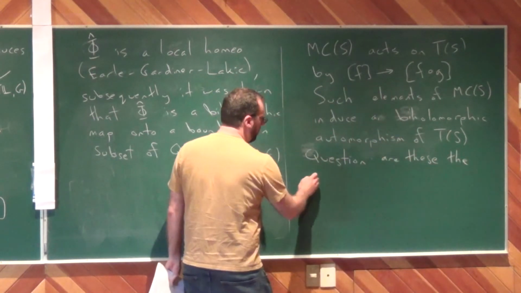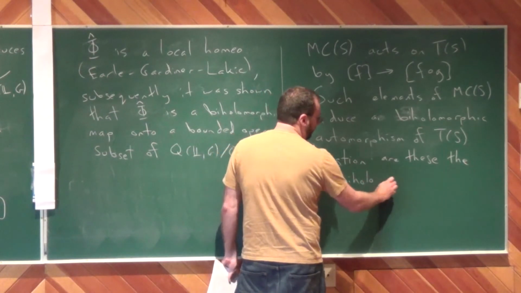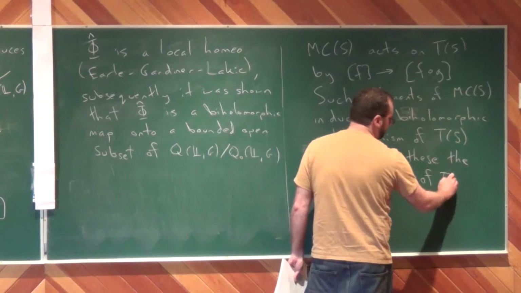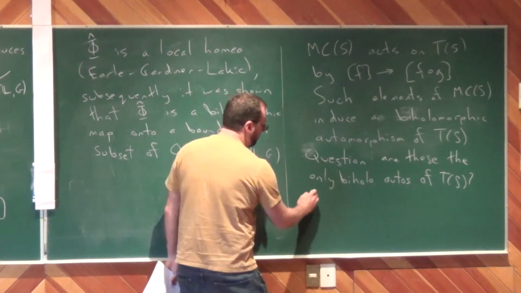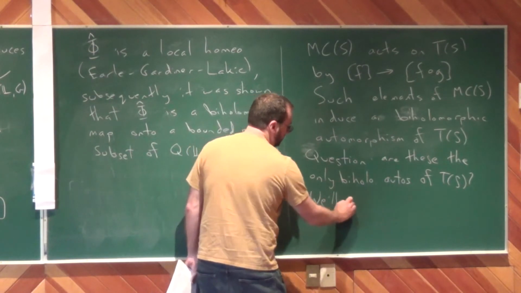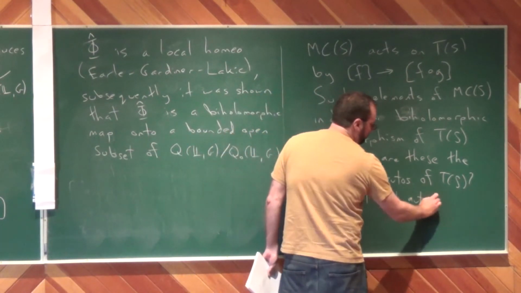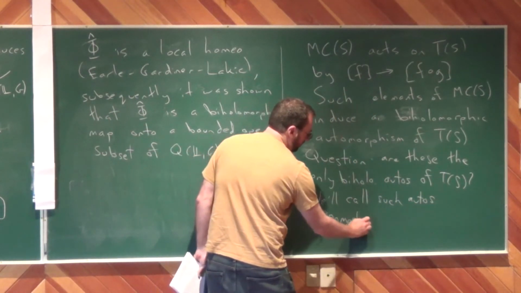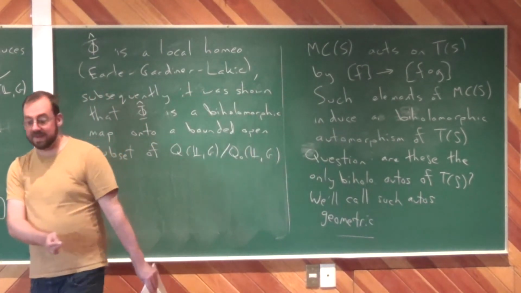So are these the only biholomorphic automorphisms of Teichmüller space? And let's call such automorphisms geometric. So they were induced by an element of the mapping class group.